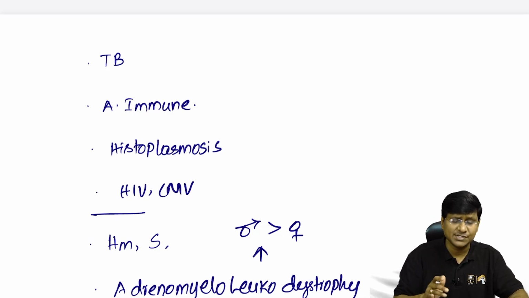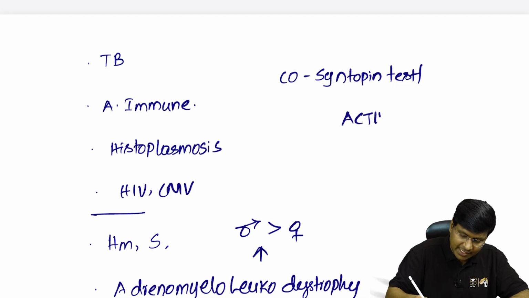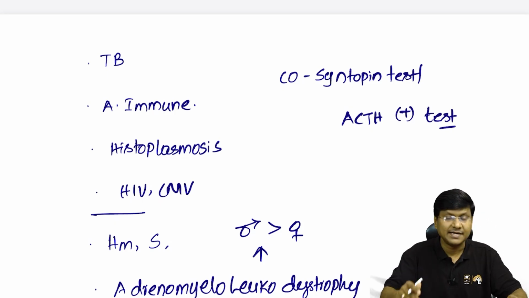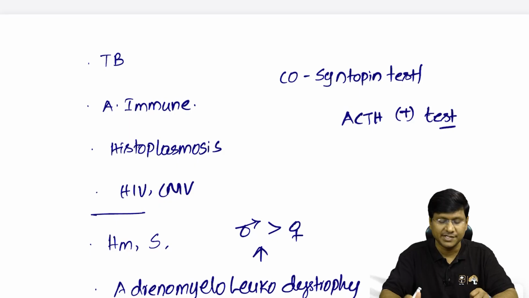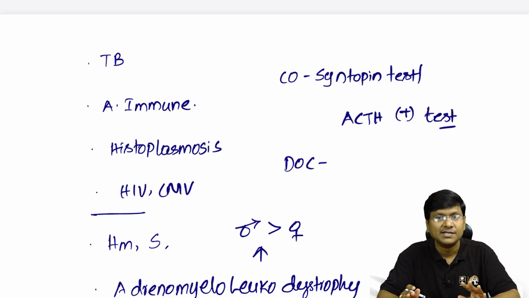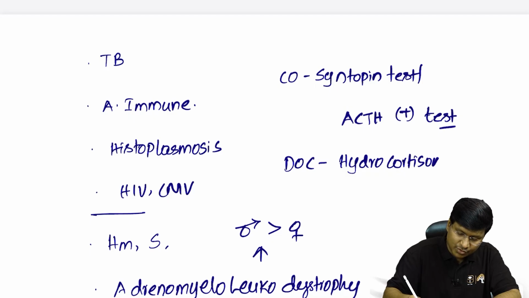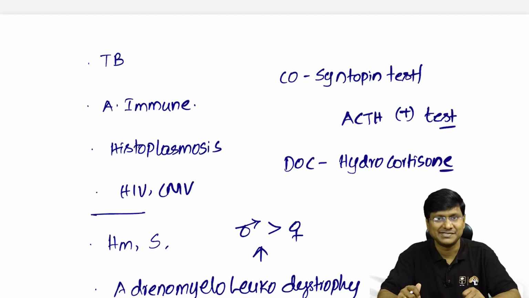And in case of Addison's, what is the investigation of choice? The investigation of choice will be the Susscribe test, or this is also called the ACTH stimulation test, right? And what exactly is the drug of choice in case of Addison's? The drug of choice will be hydrocortisone, right?